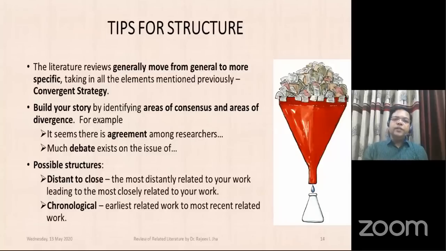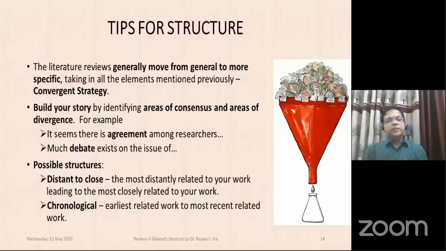The literature reviews generally move from general to more specific, taking in all the elements mentioned previously. It is just like a convergence strategy. Build your story by identifying areas of consensus and areas of divergence. For example, it seems there is agreement among researchers. Much debate exists on the issue of, and so on and so forth.